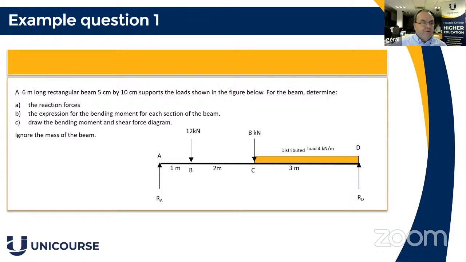For the beam, we need to determine, first of all, the reaction forces. Secondly, the expression for the bending moments for each section of the beam. That's very important that we focus on, because that's probably going to be the most difficult part of what we're going to do. And then the last thing, we'll draw the bending moment and shear force diagrams.